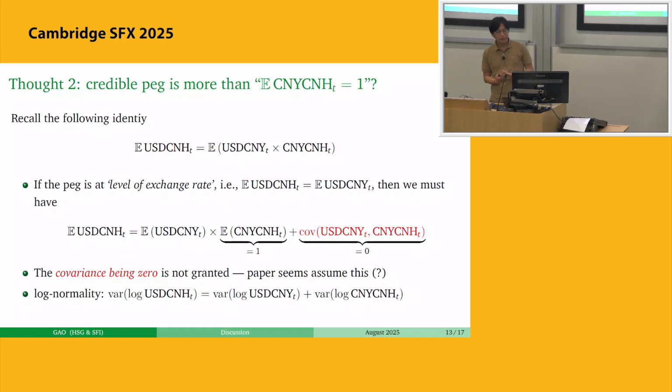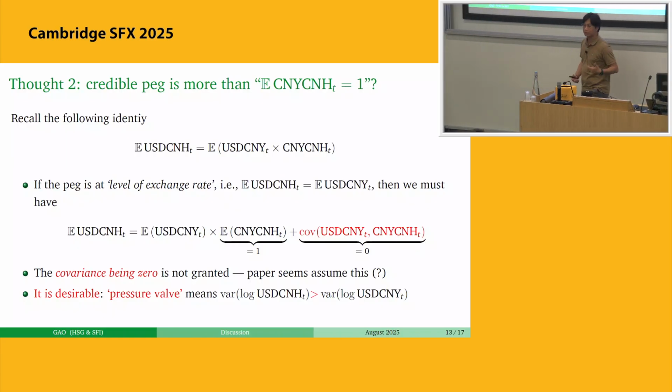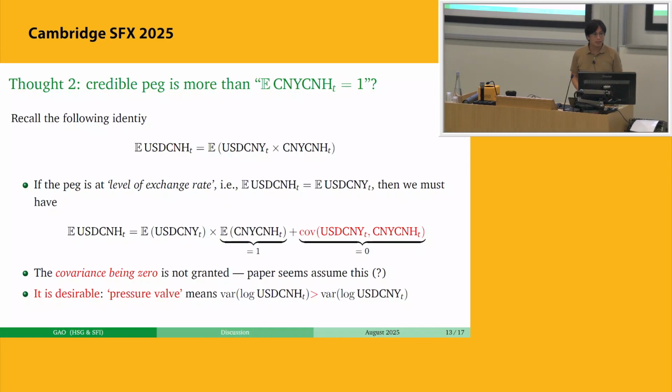And this covariance being 0 is not guaranteed, and the paper could clarify whether this is actually an assumption or something the authors have in mind, because the paper is a two-period model, not really a full dynamic setting. But this assumption is plausible. If you take a log-normal assumption, you could show that covariance 0 between the onshore currency and the onshore-offshore exchange rate implies that the volatility of the offshore currency price is larger than that of the onshore currency price, which is what the authors claimed: that the policies related to the onshore-offshore exchange rate serve as a pressure valve in some sense. That is essentially a technical assumption any model would have to make to have this desirable feature.